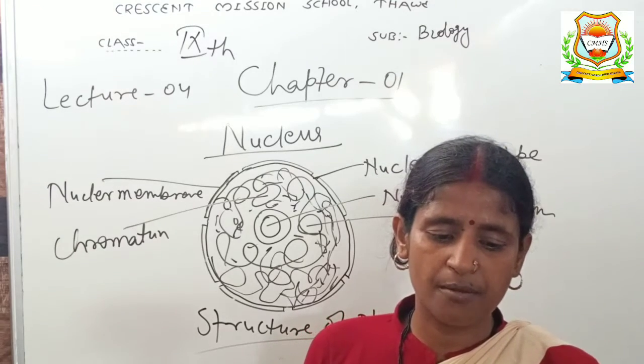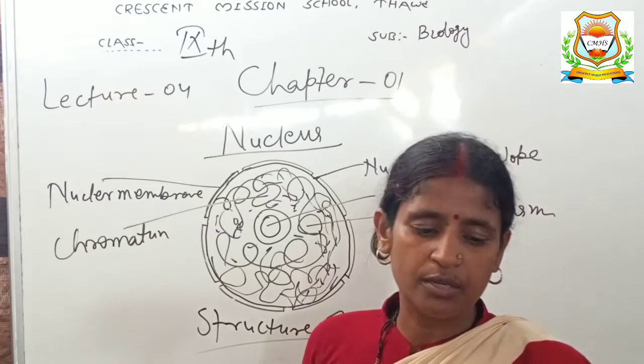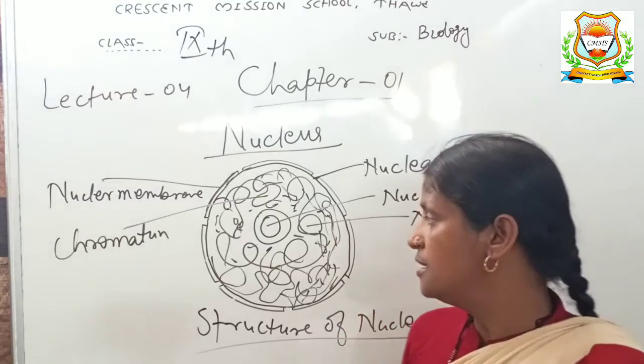Removing the nucleus from a cell means removing the guiding center of that cell. Therefore, without a nucleus, a cell can neither survive nor show specialized activities.